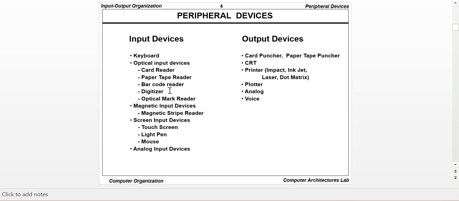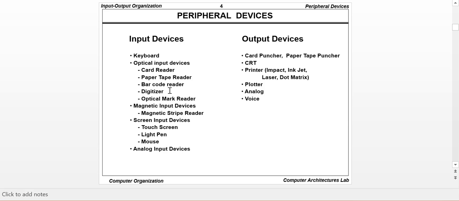So you have the digitizer, and you have the optical mark reader. In entrance examinations, you will be given an optical sheet wherein you shade the options for your multiple choice questions. There the optical mark reader is used to capture the shaded answer. Then you have the magnetic input device, and then screen input devices: the touch screen, the light pen, and the mouse.